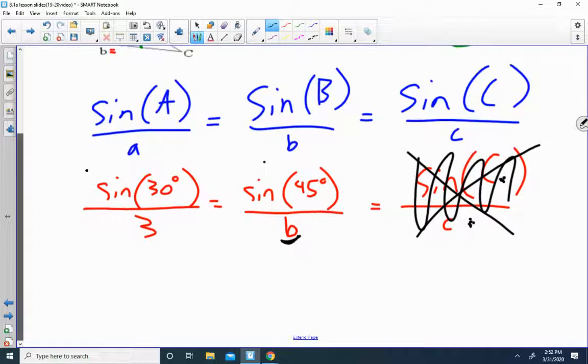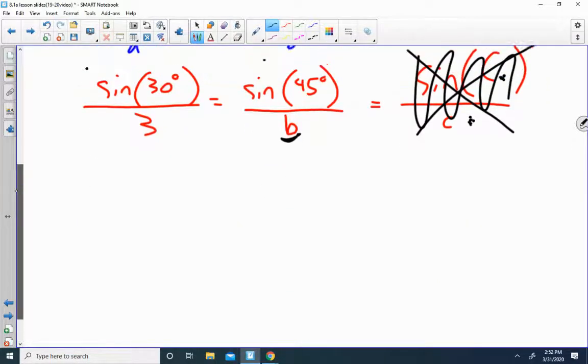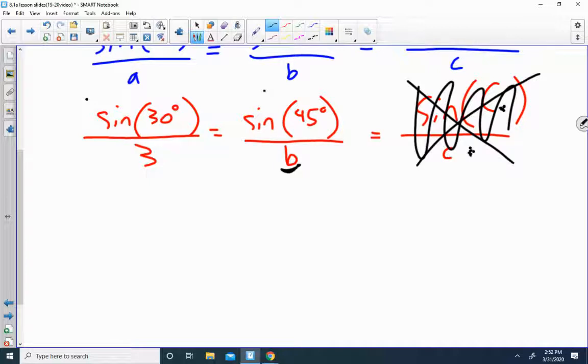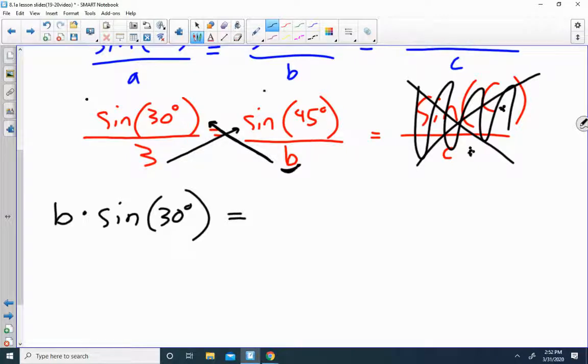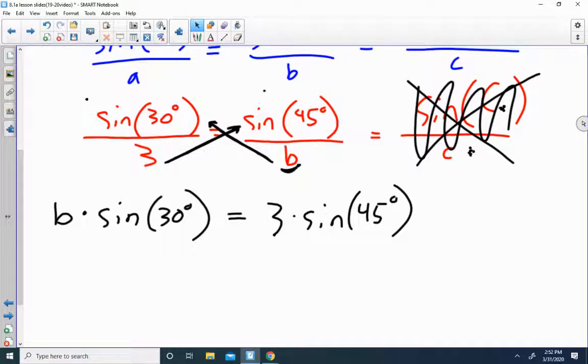And the best part is that for solving for little b, you can easily find b by cross-multiplying. That cool little cross-multiplying trick that everyone loves. So let's go ahead and try it. So b times sine of 30 degrees is equal to 3 times sine of 45 degrees. All right. No more fractions, that's really nice.